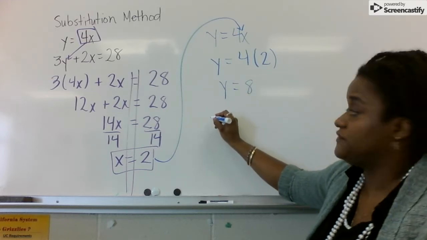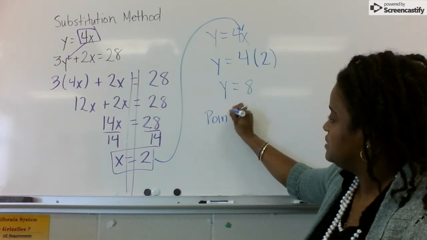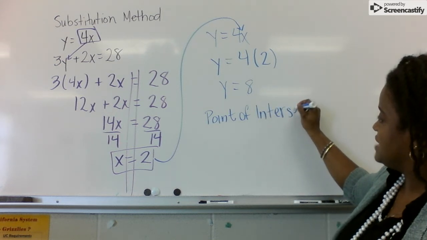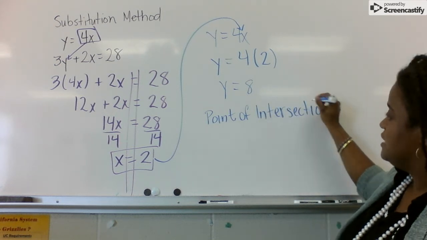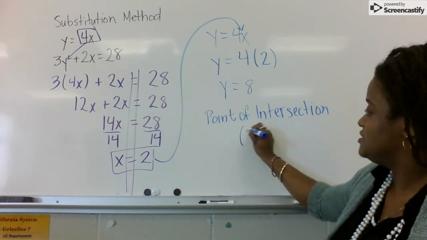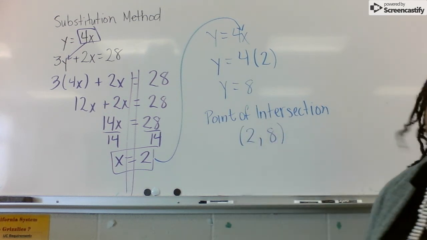So what is my point of intersection? Point of intersection. Totally need to know how to do this for the test. 2, 8.